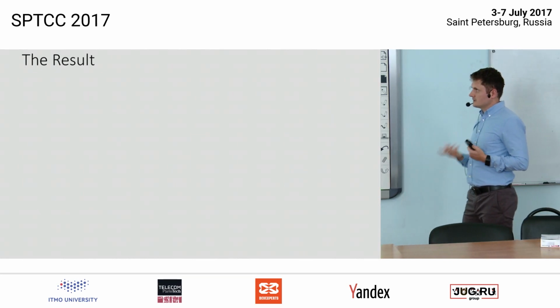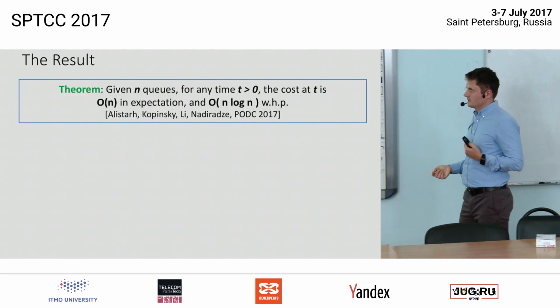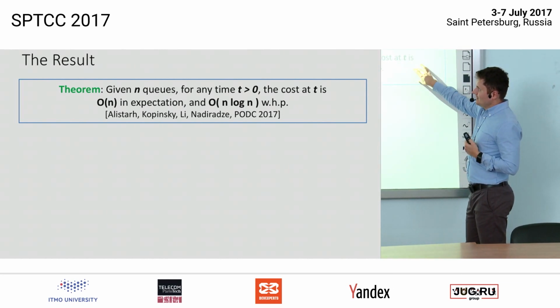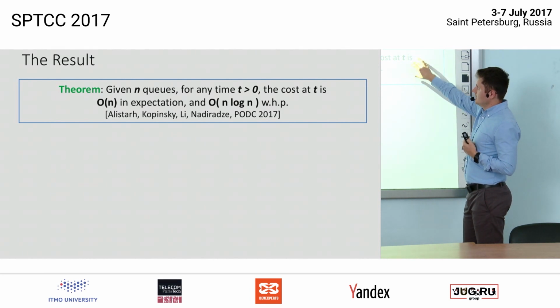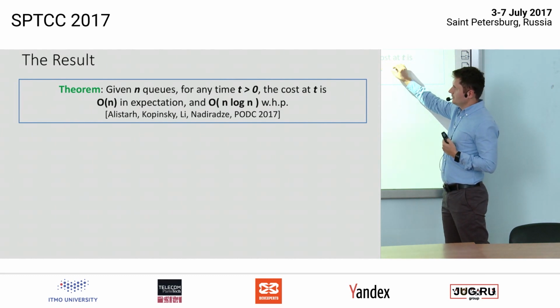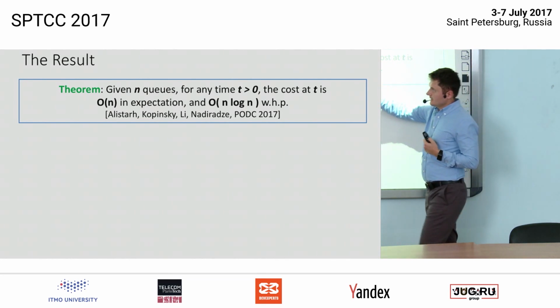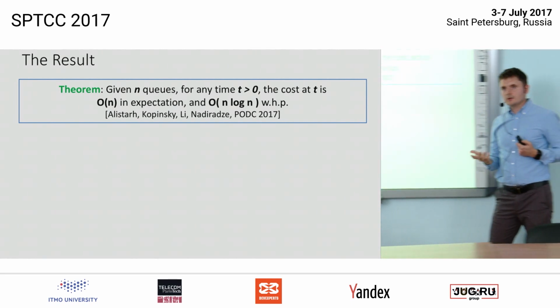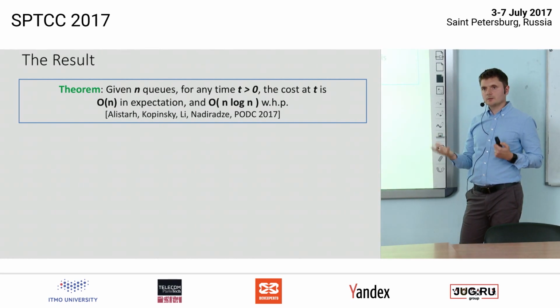It turns out we can prove something very strong about this. What we can show is that given a set of n queues, if you run this for infinitely many steps, at any time t, the cost at t is going to be order n in expectation and order n log n with high probability. This is a recent paper we have in PODC. So what this says is that your average rank error only depends on the number of queues that you're using, and depends linearly on the number of queues that you're using.